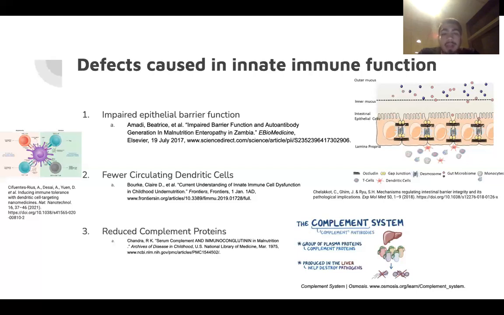And then last but not least, we have the reduced complement proteins. Down below, we have an idea of the structure and purpose of the complement system and complement proteins. What we actually found out was that this was caused by an inability for protein synthesis and changes in plasma levels. And it actually makes individuals more susceptible to infection in undernourished individuals.